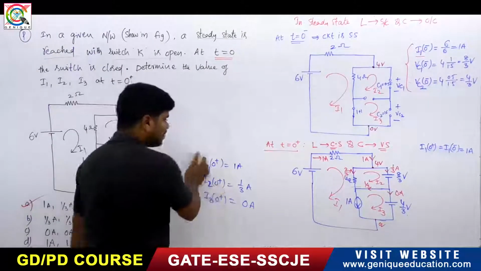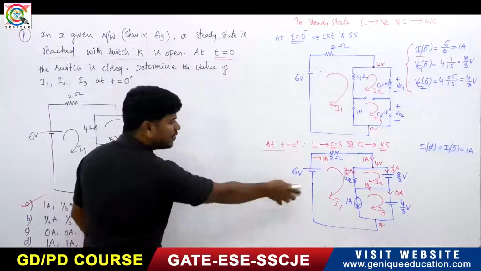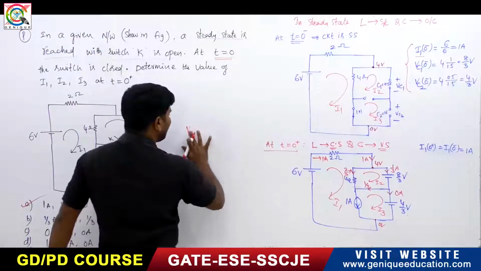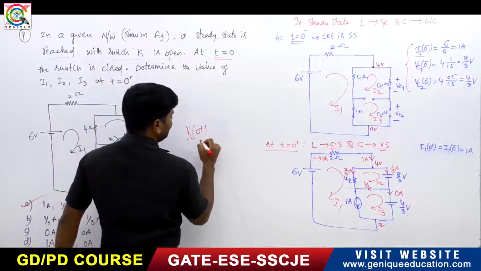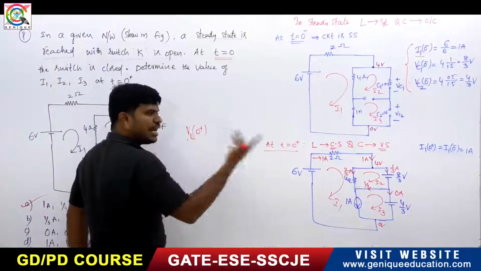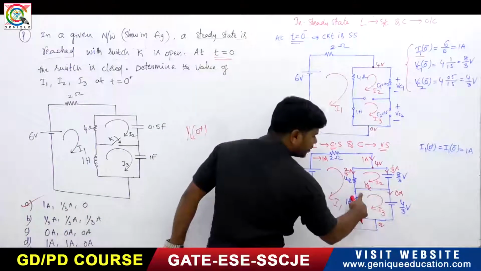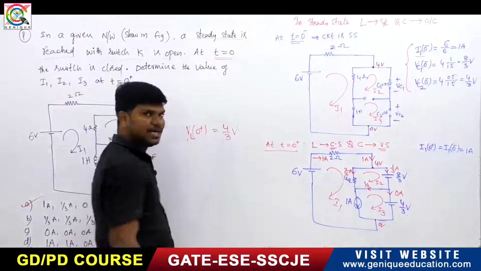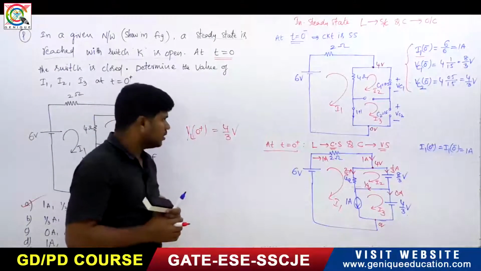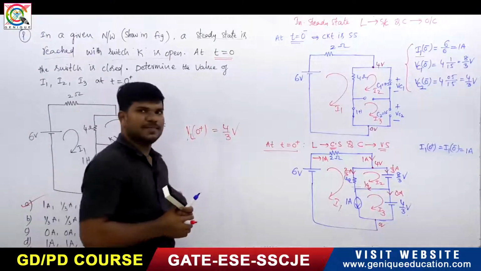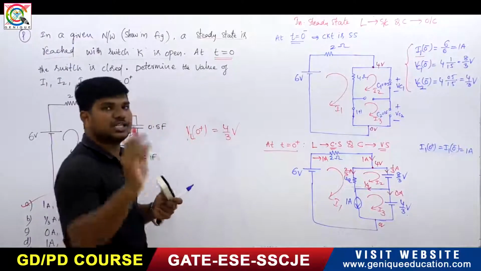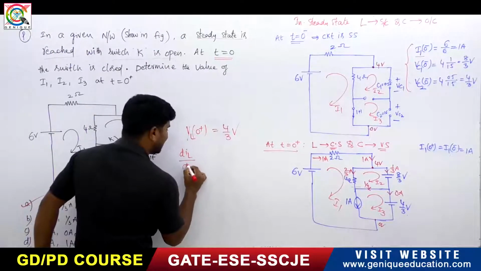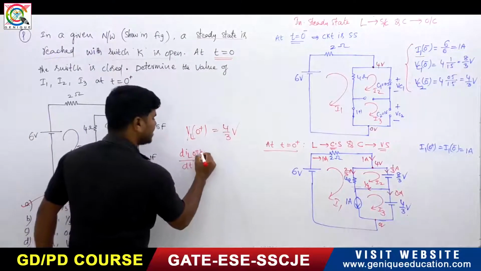Okay. Now sometimes you may ask like this also. What will be the voltage across the inductor at t equals 0 plus? Suppose we ask VL of 0 plus, how much will it be? VL of 0 plus is this one only. It is connected to this. So it is equal to 4 by 3 volts. It is the VL of 0 plus.